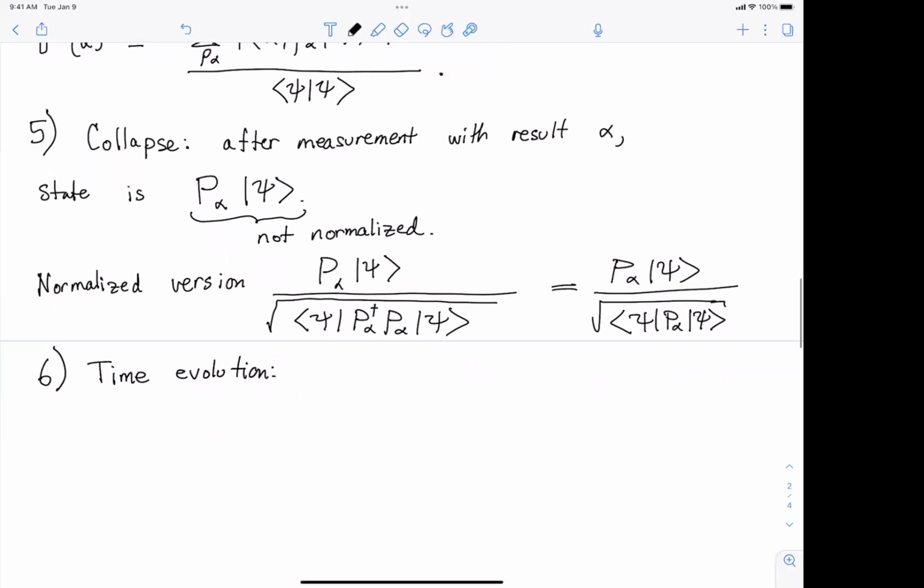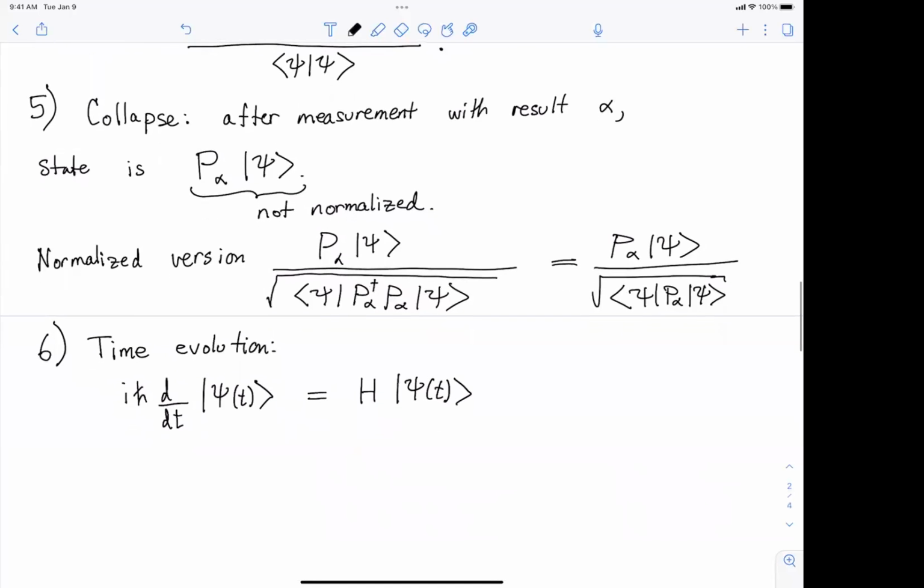Okay, and time evolution says the ket obeys a differential equation, which fortunately is a first order differential equation. It says i h bar times the time derivative of the ket. And so I'm indicating that my ket has a time dependence by making it a function of t. That's equal to a certain observable operator called the Hamiltonian acting on the same ket. Okay, so H here is the Hamiltonian.